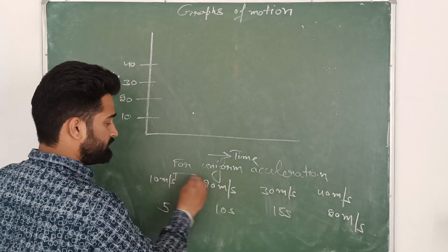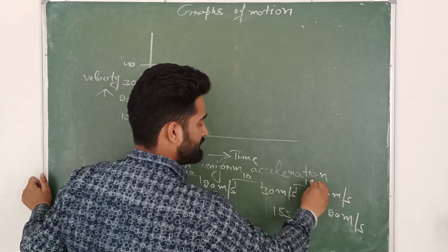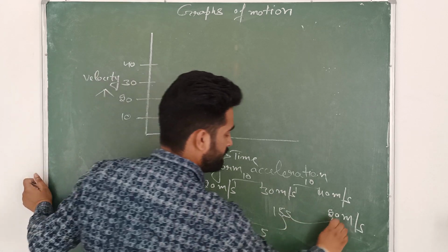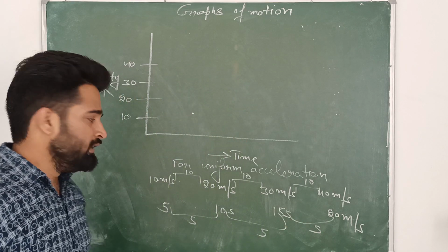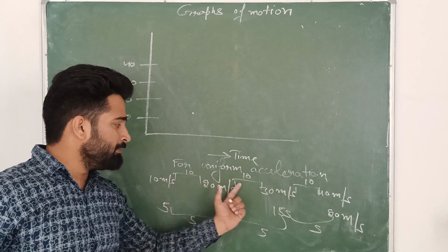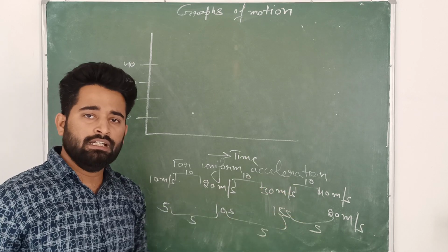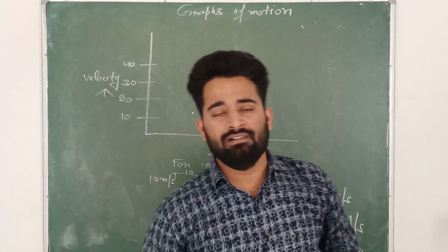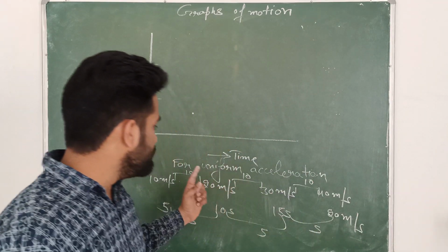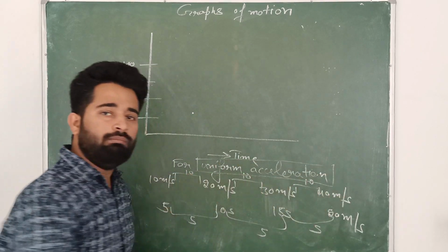Here the difference is 10, here also the difference is 10, here also 10. The difference in time is 5, here also 5, here also 5. When equal velocity is changing, here also 10 meters per second: 10, 20, 30, 40, with time 5, 10, 15, 20. Equal velocity changing in equal intervals of time is known as uniform acceleration.